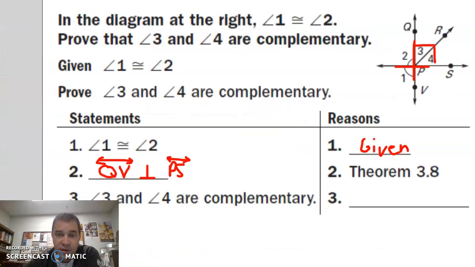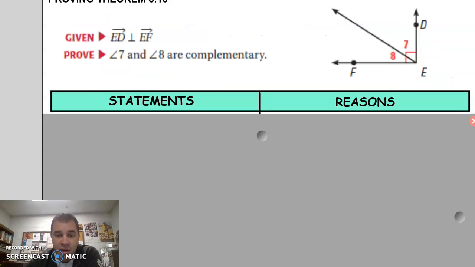Okay, so that's really Theorem 3.10 that gives us justification for that. Theorem 3.10, and that was our proof statement. That's what we were trying to get at, so that's as far as we need to go with this proof. Okay, let's take a look at another one.